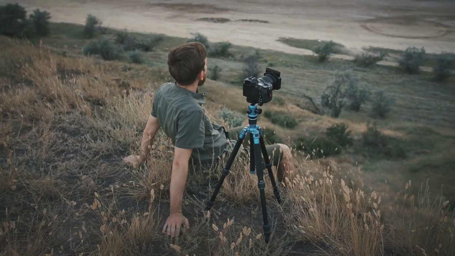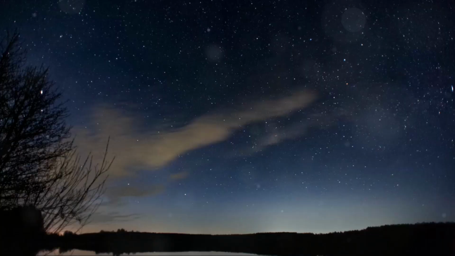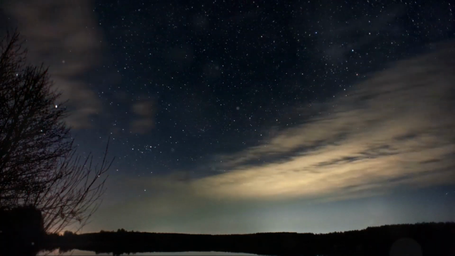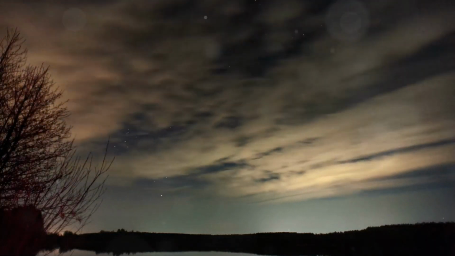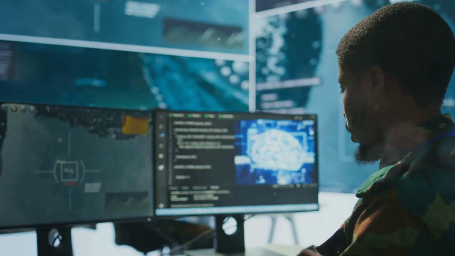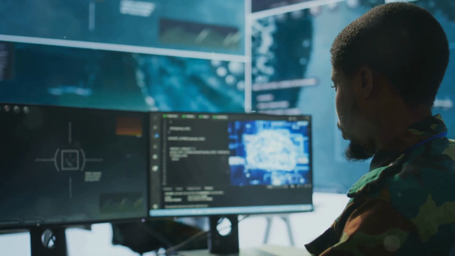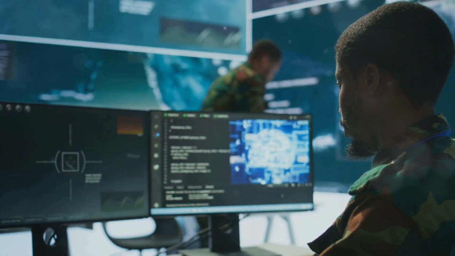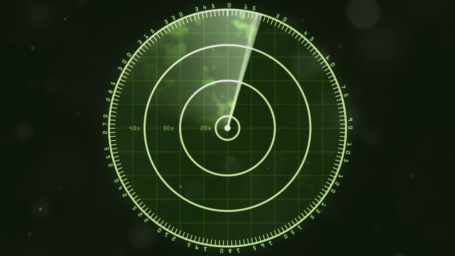Imagine you want to take a picture of something far away. You could use a camera. But what if it's cloudy? What if it's nighttime? That's where ASAR comes in. ASAR stands for Advanced Synthetic Aperture Radar. It's a special kind of radar that can see through clouds and darkness.